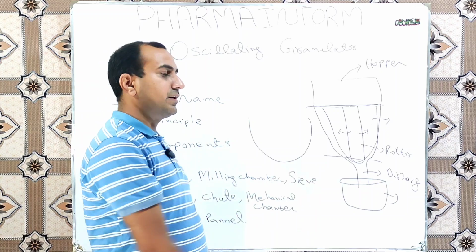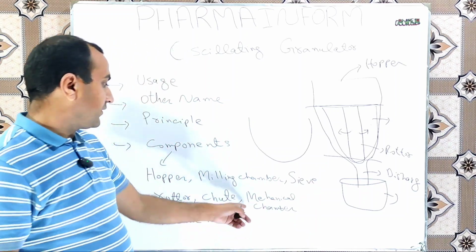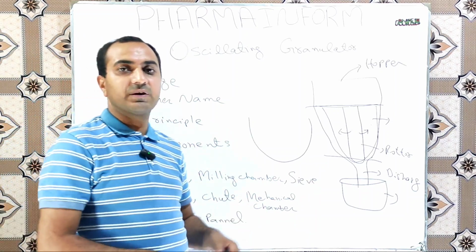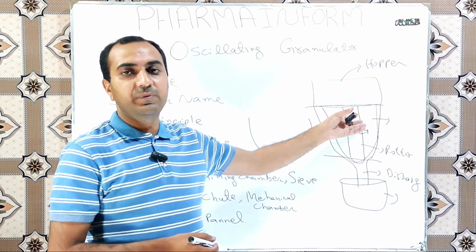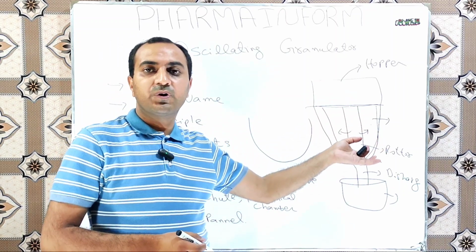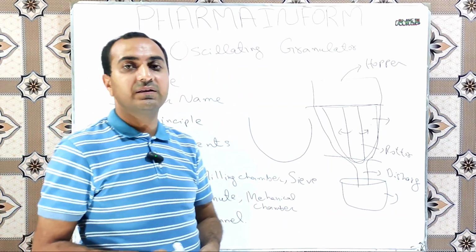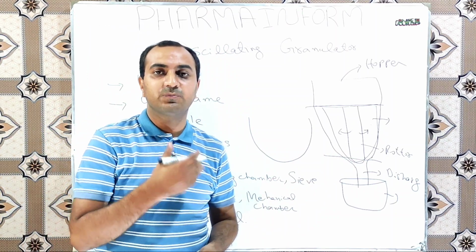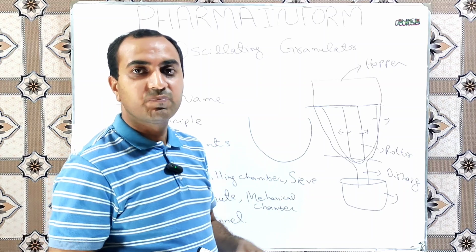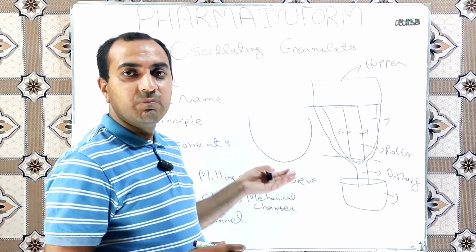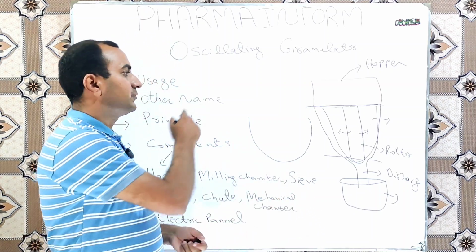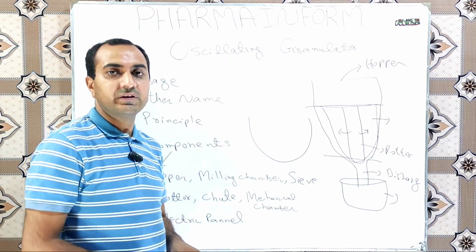Next one is the discharging chute, and next one is the mechanical chamber. The mechanical chamber is basically a box installed behind it where our motor and gearbox are installed. Next one is the electric panel. In the electric panel we have electric supplies like electric wires, and switches and buttons are available. So this is all about the oscillating granulator.